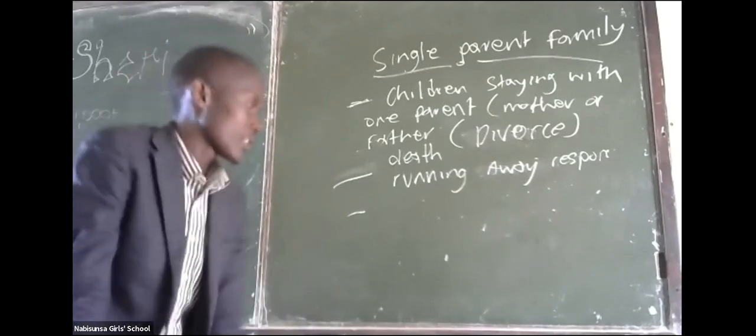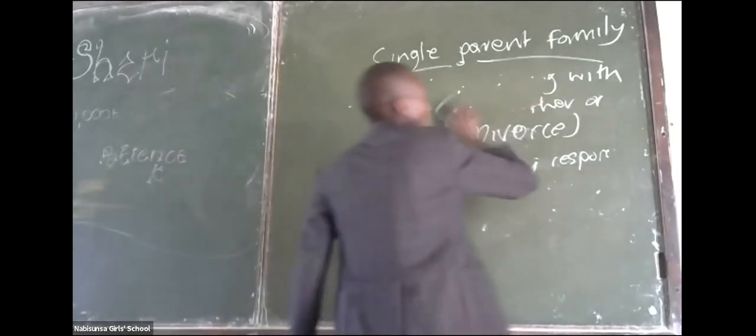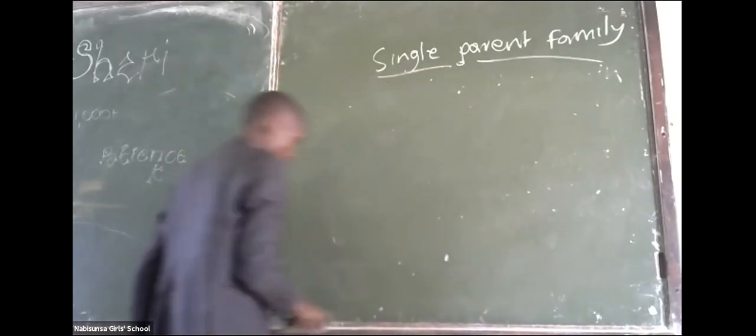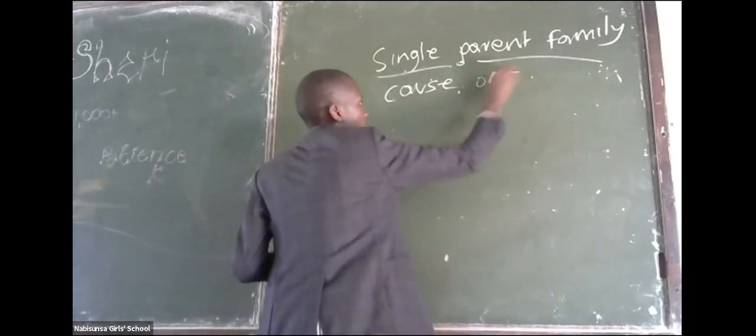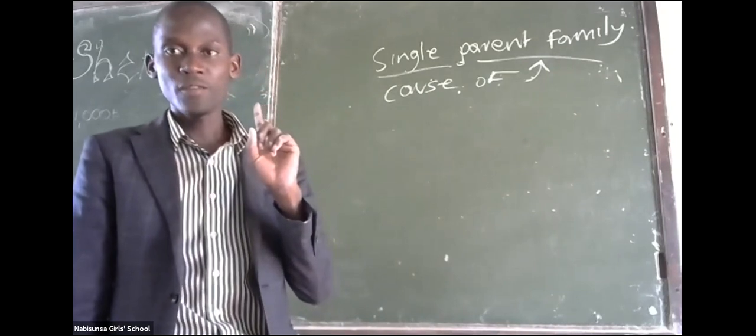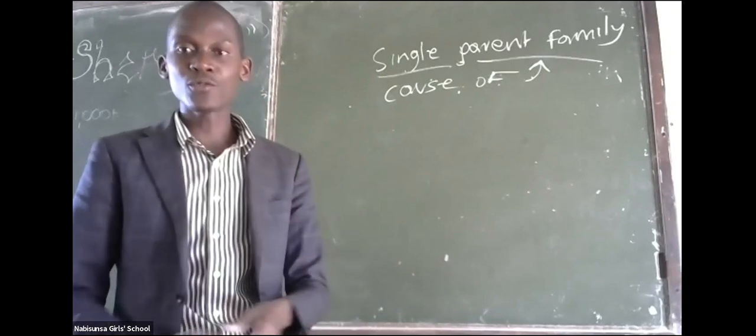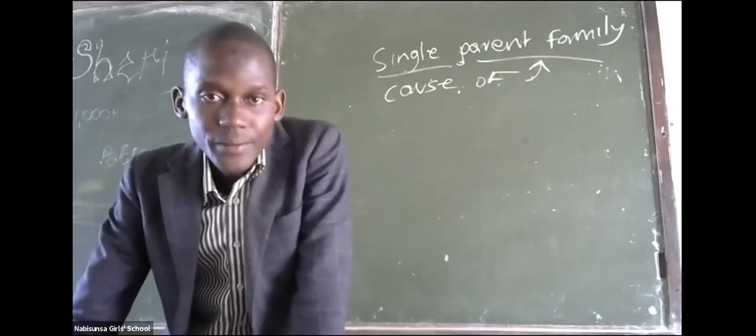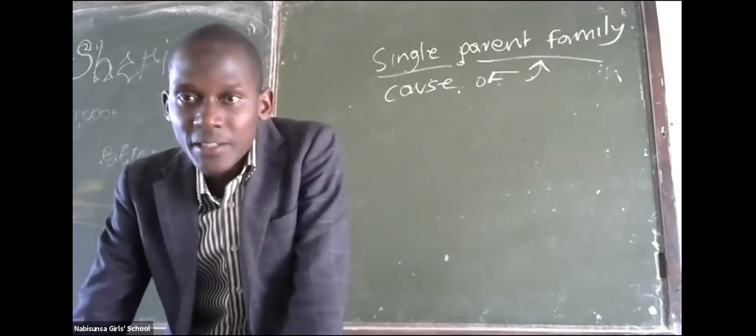I want you to give us one cause of single parent family. Angela, give us one. You're looking at causes now. Angela, I have unmuted you. Give us one, if at all you have. Angela, I have allowed you to talk, but you don't want to talk. Let me get someone.